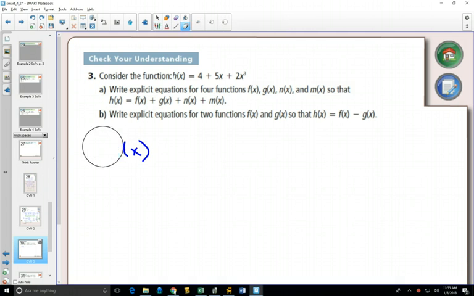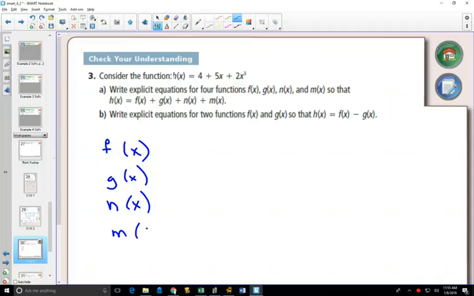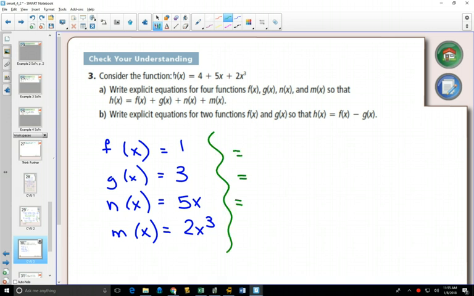Can you see that here? I'll start writing f of x, g of x, n of x, m of x. Can you see that if you made this 1 plus 3 plus 5x plus 2x cubed, if you added those all together, you would get 4 plus 5x plus 2x cubed? That could be one way to do it.